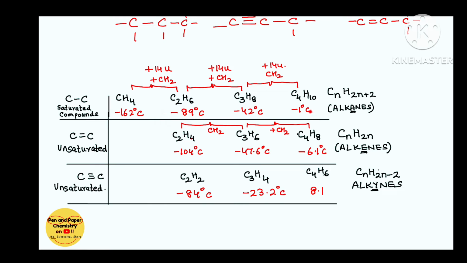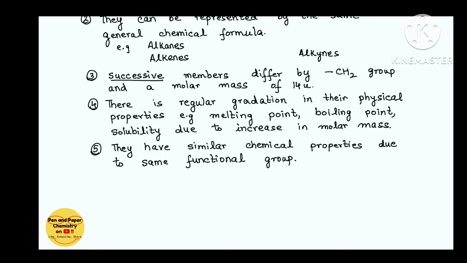So this gives us important information. The boiling point is increasing as we go up a homologous series. The same is observed for melting point, for solubility, and so on. That is why the words here are regular gradation, that means a regular increase or decrease, whatever. There's a regular change in their physical properties. Example, melting point, boiling point, solubility, etc., due to the increase in molar mass, due to the increase in the mass of one molecule.